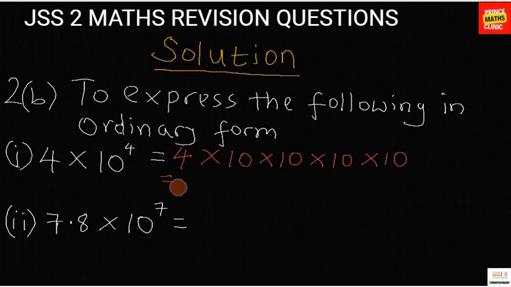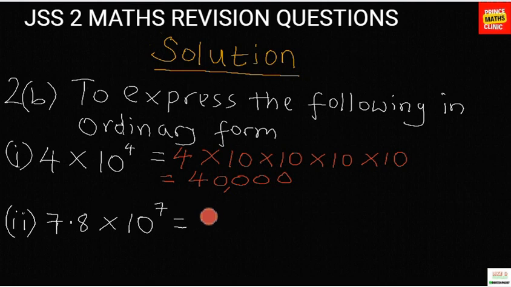So what do we do with this? How many? 4 times 1 is 4. How many zeros do we have here? 1, 2, 3, 4. You write out those 4 zeros. Good. So that is the result, 40,000.